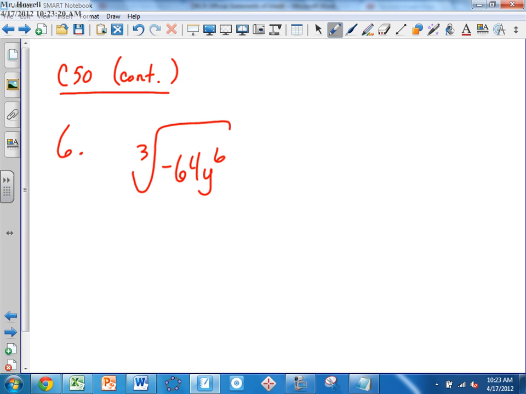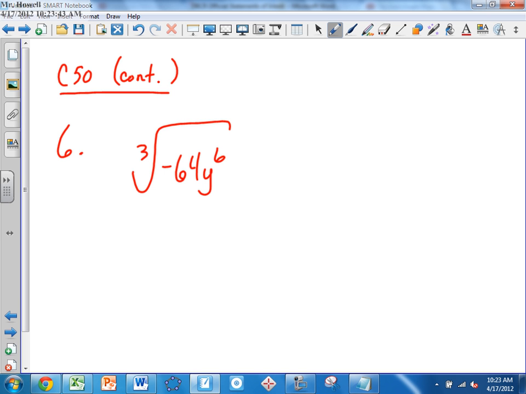What I'm going to notice is this. I have a cube root of a number, negative 64. What number goes into 64 3 times and it's the same number? 4. Good, George. 4 times 4 is 16, times another 4 is 64. So the cube root of this 64 part can be easily expressed as just negative 4, because it's negative 64.